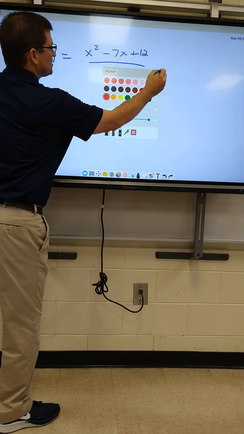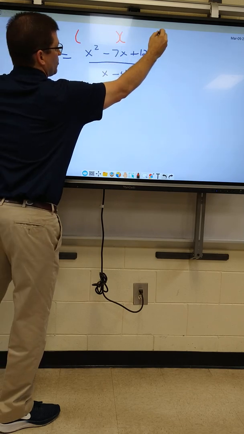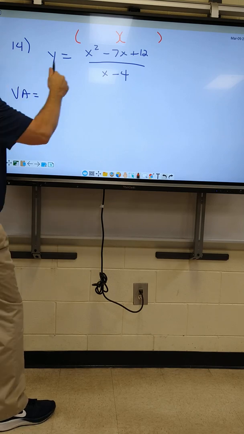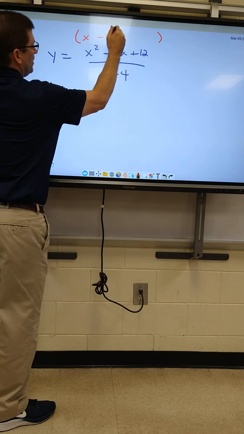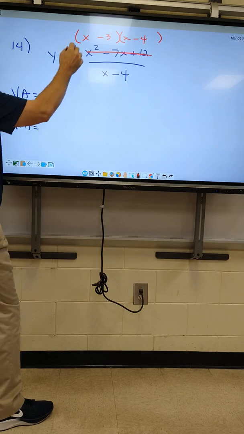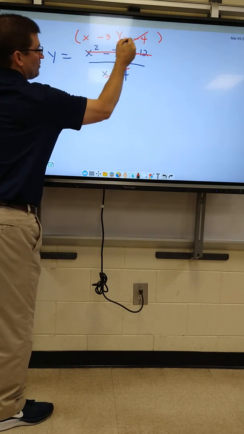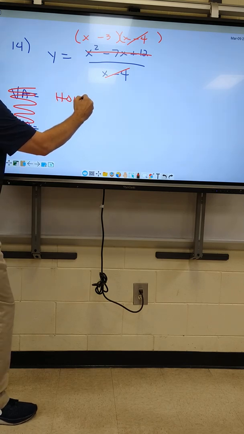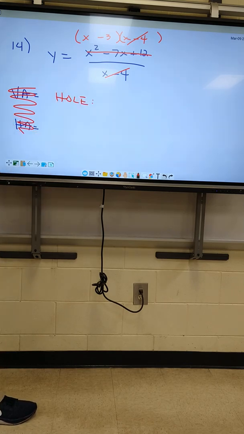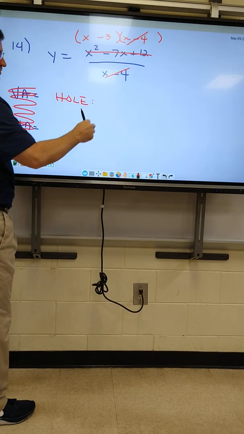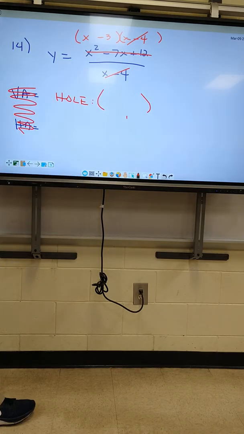If you can factor the top, remember, if you've got an x squared on the top, it's probably going to factor. Factor that out on the top. -3 and -4. All right, so if it can factor and if you can cross something out, you don't have to find a VA and an HA. You only got to find the hole. All right, so if it's got an x squared on the top and you can factor it, you just got to find the hole. All right, so what does the hole come from?